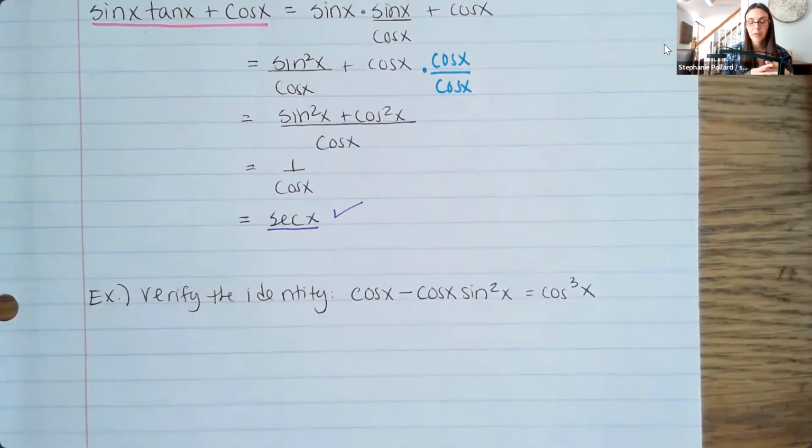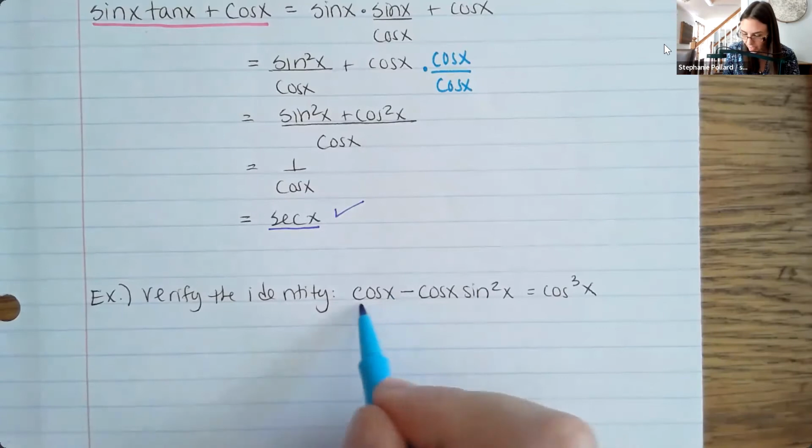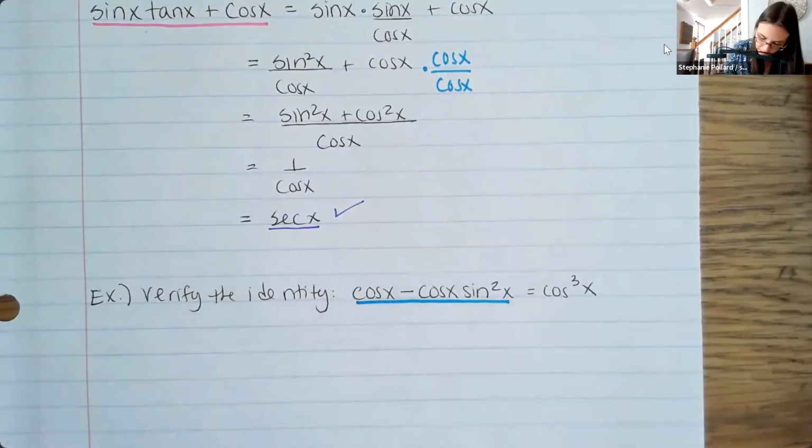Or here, if you have fractions, common denominators are a great way to try to clean it up and see if you can simplify. In this next one, we're actually going to use a factoring technique, which is kind of weird. You maybe would not think to use that. I'm going to start with the left side. So I'm just going to rewrite that.